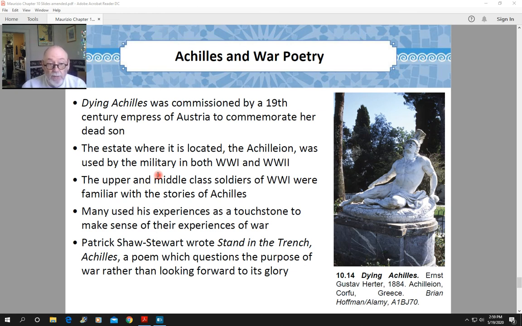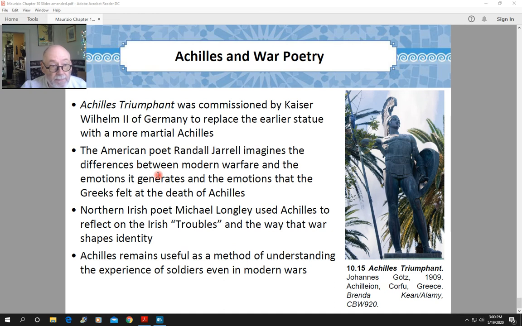Patrick Shaw Stewart wrote Stand in the Trench, Achilles, a poem which questions the purpose of war rather than looking forward to its glory. So in World War I, because of the nature of that war, how mechanical it was, the old type of glory was no longer possible, and so these authors in World War I are often being quite critical of war and the image of the glory of war.